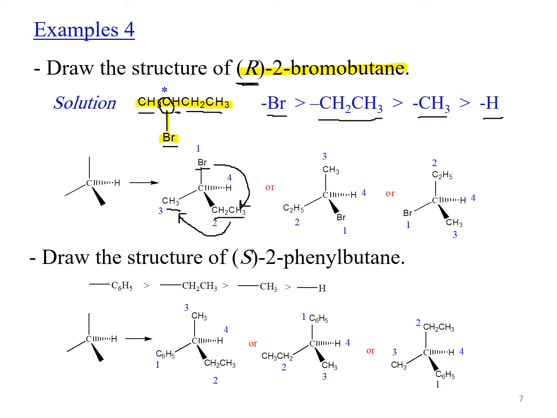Next up is draw the structure of S-2-phenyl butane. So again it's a butane with 4 carbons, and it has a phenyl group, an ethyl group, a methyl group, and the hydrogen atom. The main difference is in place of the bromine we have taken the phenyl group, which is represented by C6H5, and that will take the first priority as it is the biggest group present. So C6H5 takes the first position, second position goes to the C2H5, and third to the methyl group.